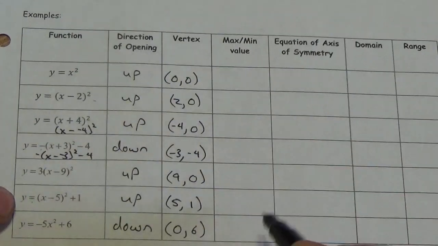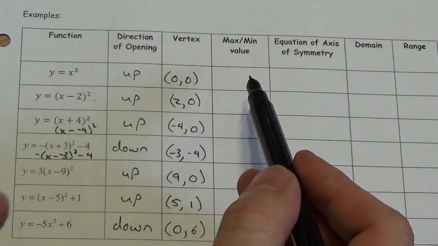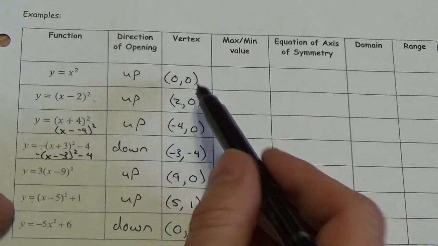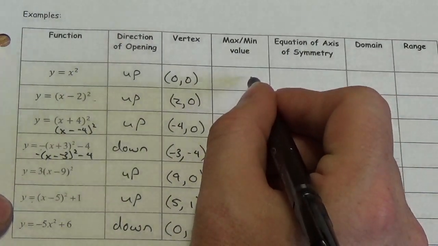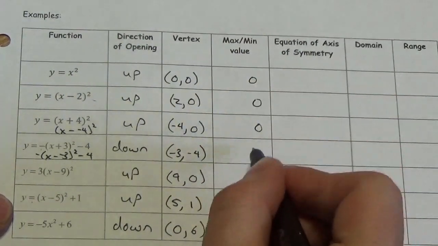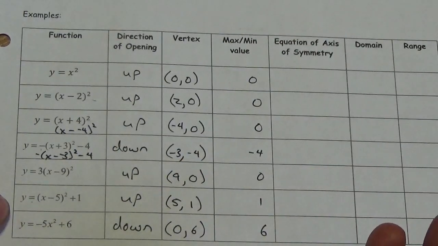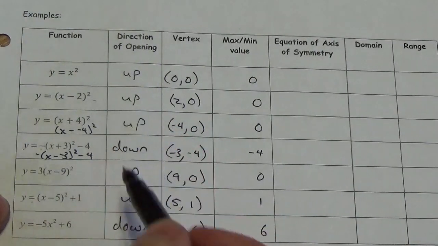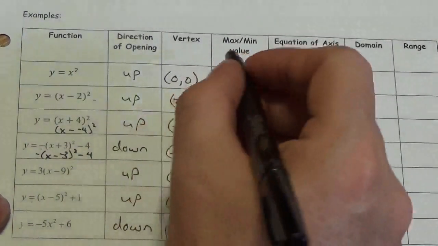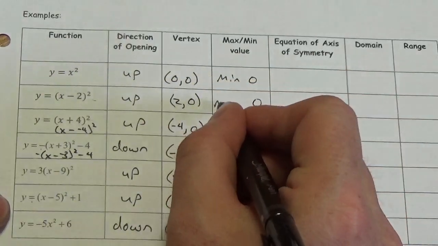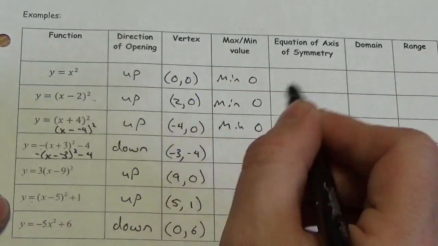Okay, so now let's run through this. My max or min value here is going to be the y coordinate. So I know that going down here, it's going to be 0, 0, 0, negative 4, 0, 1, 6. I know it's the y coordinate. What I have to do now is determine whether this is a max or a min. Well, I can do that just by looking at the direction of the opening. So if it opens up, this is a min. Min. Min.